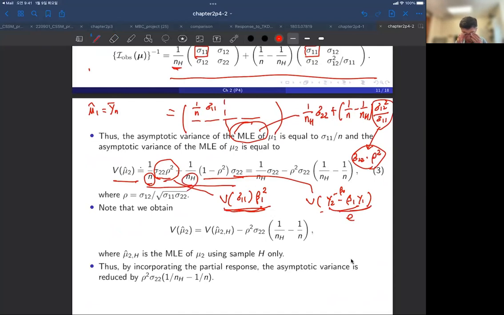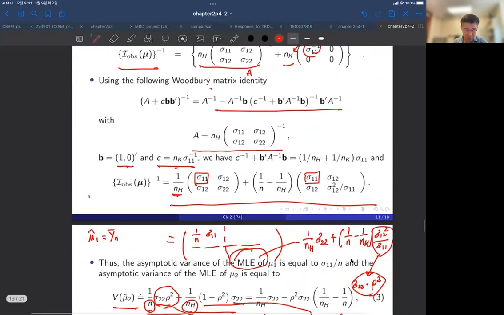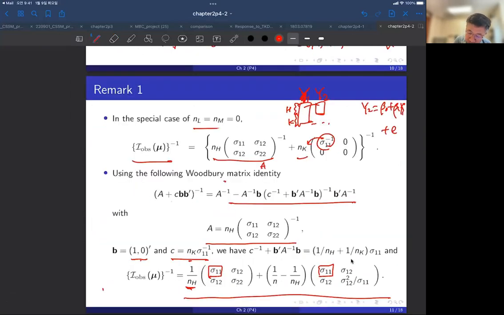Which kind of makes sense if you use some sort of regression relationship. As long as you have some component explained by y1, you don't lose any information for this. So in the extreme case, if the correlation between y1 and y2 is 1, then even though you don't observe y2, because you fully observe y1, and you know that the correlation is 1, you should fully recover the information, right?